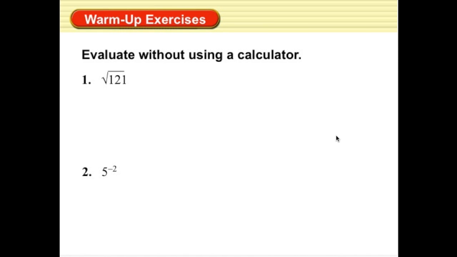Hey everyone, so today we're starting section 3.1, and what I want you to do quickly is your warm-up exercises. It says evaluate without using a calculator. So just solve for the square root of 121 and also 5 raised to the negative squared power. We'll go over those when we come to class next.